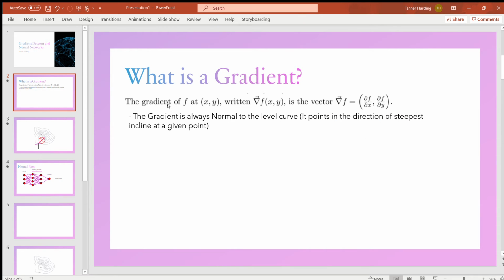So what is a gradient? Mathematically, when we're talking about a gradient, we're talking about the gradient of a function. It is the vector of partial derivatives of that function with respect to whatever the variables of that function are. So if we have this function of x and y, then the gradient of f is the vector formed when you take the partial derivative of f with respect to x and then the partial derivative of f with respect to y.